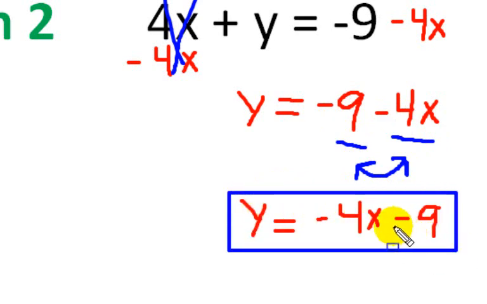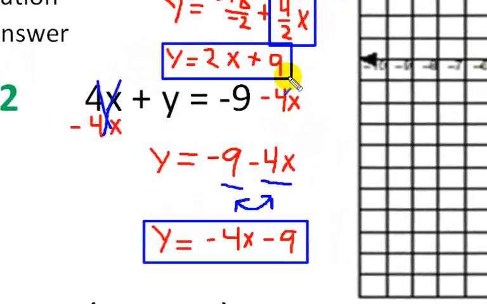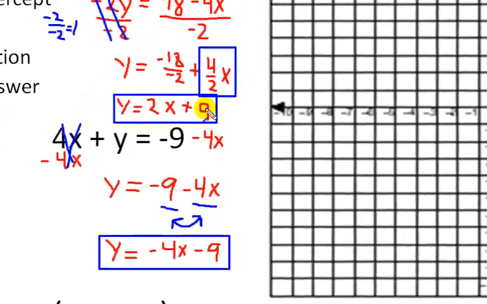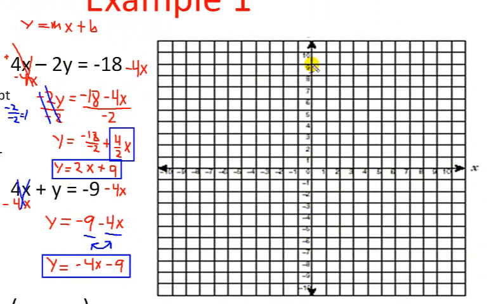Okay, so from here I need to graph both these equations. So to do this, I need to know what my y-intercept is. So in this first equation, my y-intercept is 9. So I'm going to have a point at 9. Put one here at 9. Okay, and my slope is 2, so I'm going to go up 2 over 1. The slope of 2, like I said, is up 2 over 1.